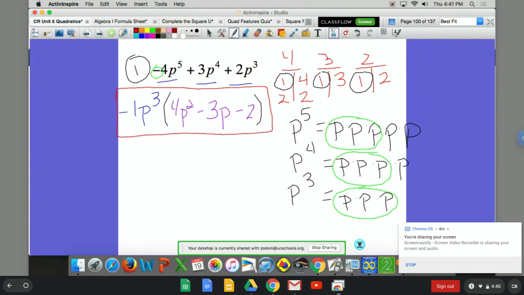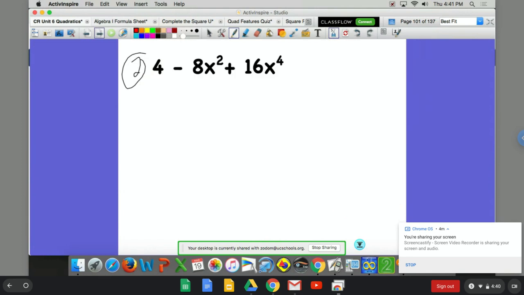Let's do a couple more examples. So this time we have 4, we have negative 8, and we have 16. So we need to make our factors of 4, 8, and 16.